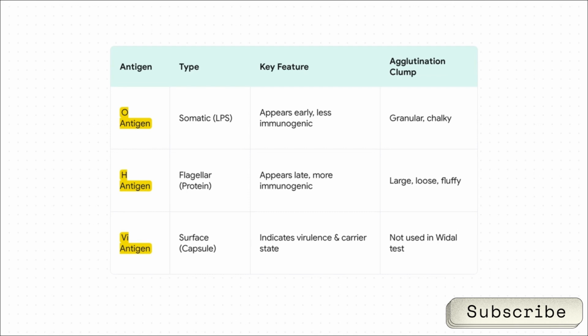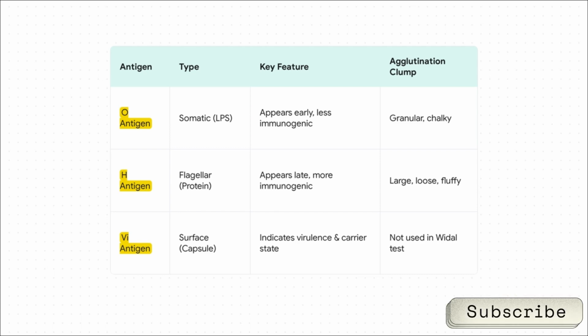Okay, this table right here, this is pure exam gold. It breaks down the three key antigens. Think of them like different flags on the bacteria. The O antigen is the body flag. It shows up early. The H antigen is the tail or flagellar flag. That one pops up later.